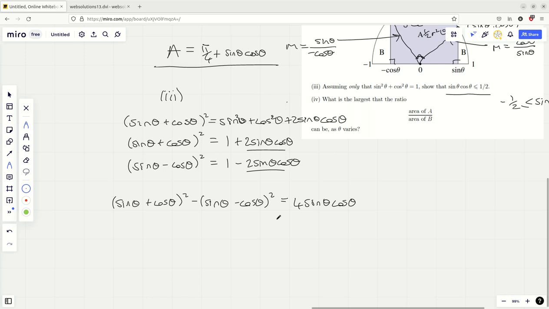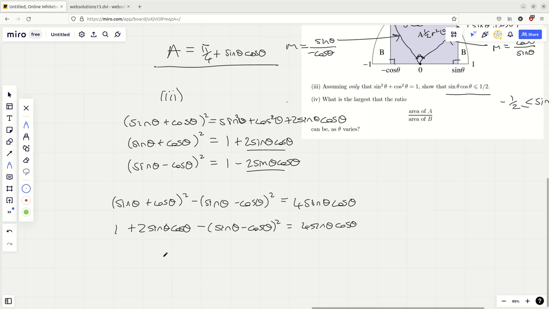Well, can't we just replace some of these things in some way? Can't we just say, well, okay, hang on a second. Maybe if we did this a little bit differently, we could end up with a slightly nicer result. Let's try a little bit different. Well, if I expand this, I've got 1, because I've got sine squared plus cos squared, and then plus 2 sine theta cos theta. And then I've got minus this sine theta minus cos theta all squared equals 4 sine theta cos theta.